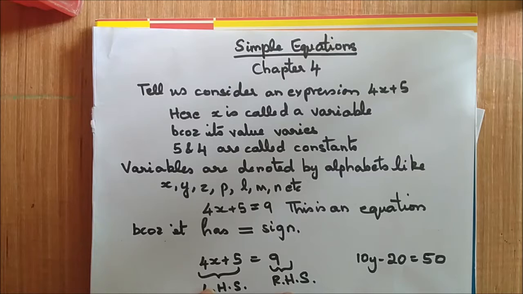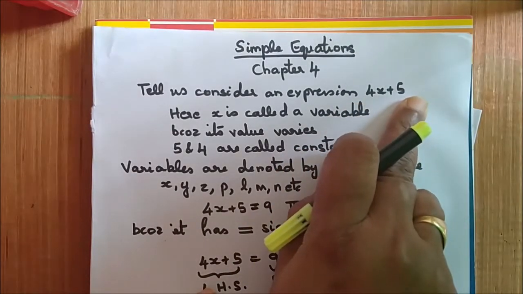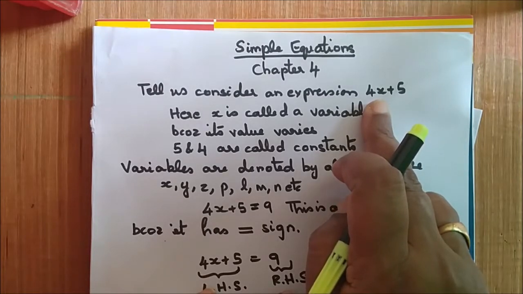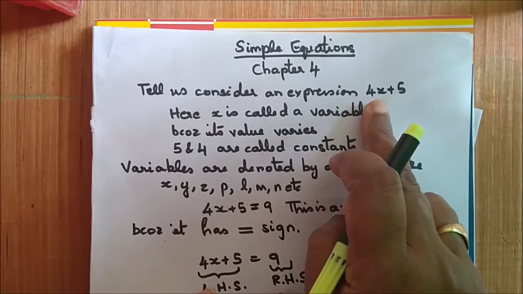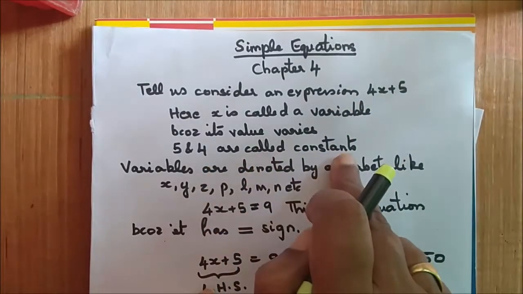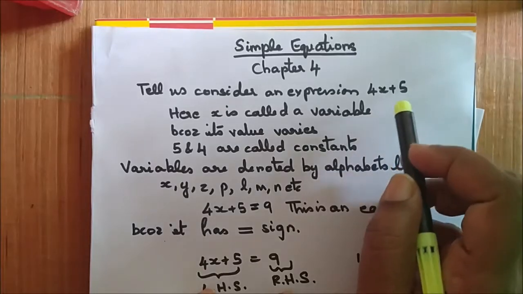Okay, now let us consider an expression 4x plus 5. We call this 4x plus 5 an expression where x is a variable. What do you mean by saying variable? The value of x varies or changes, hence x is called a variable, whereas the numbers 4 and 5 are called constants. Okay, so 4x plus 5 is an expression.